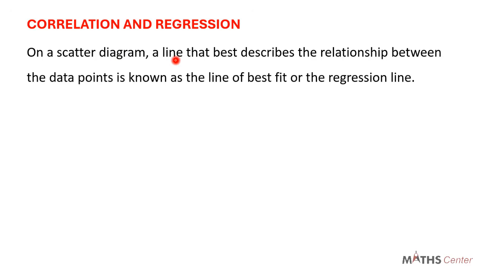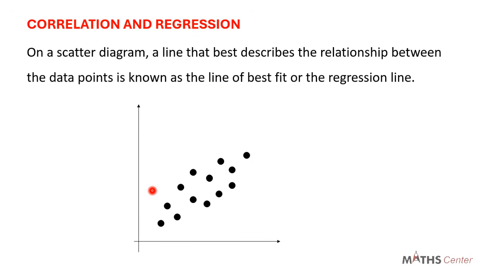On the scatter diagram, a line that best describes the relationship between the data points is known as the line of best fit or the regression line. Now, this is what this point means. Let's assume that this is a scatter diagram for a particular data. These are your y values and these are your x values. When we obtain the scatter diagram like this, we usually want one line that best describes the data points. So as you can see, the points are clearly scattered.